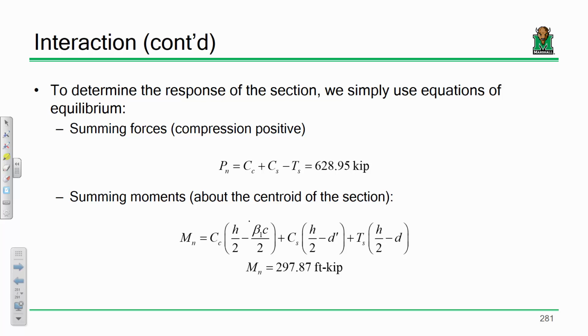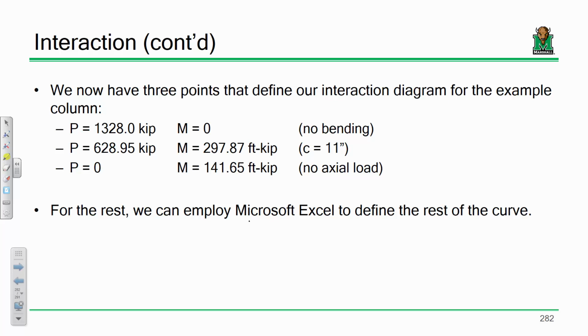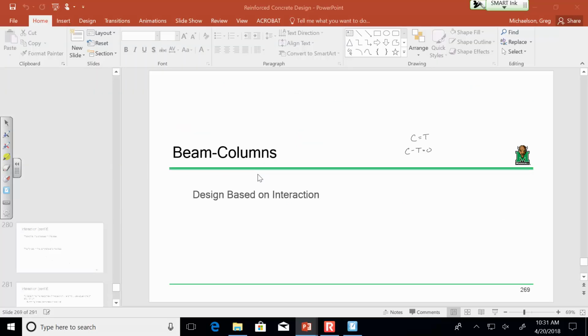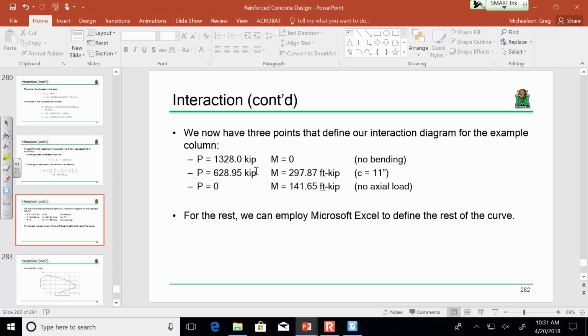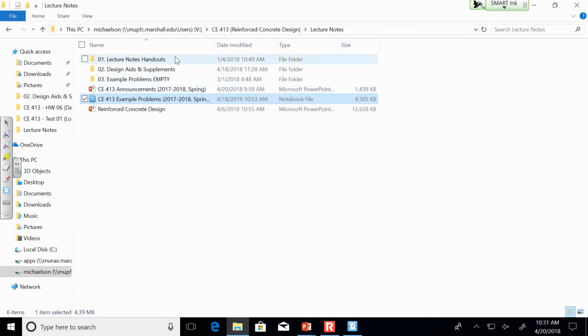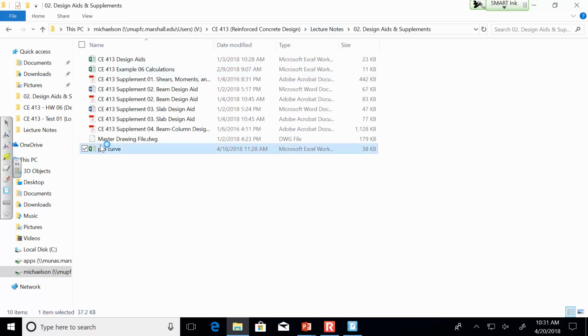So when it's all said and done, right now we have a few points. We've got our pure axial load case, our pure bending case, and then a point in between. You can write a spreadsheet, and it really isn't that difficult, to handle all the points in between. Let me see if I have that. I think I have it here. Oh, I have it here. Yep.